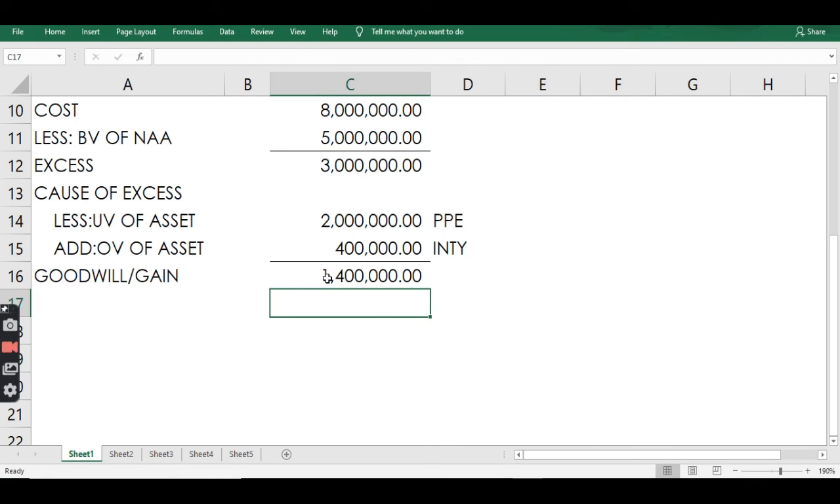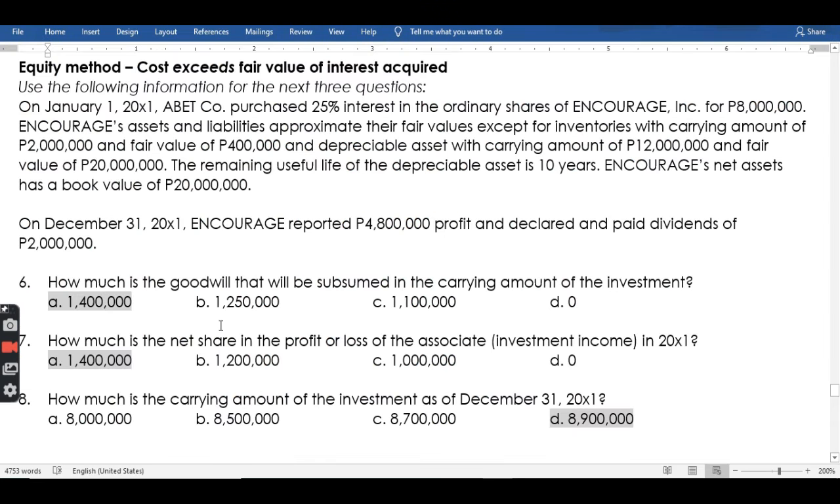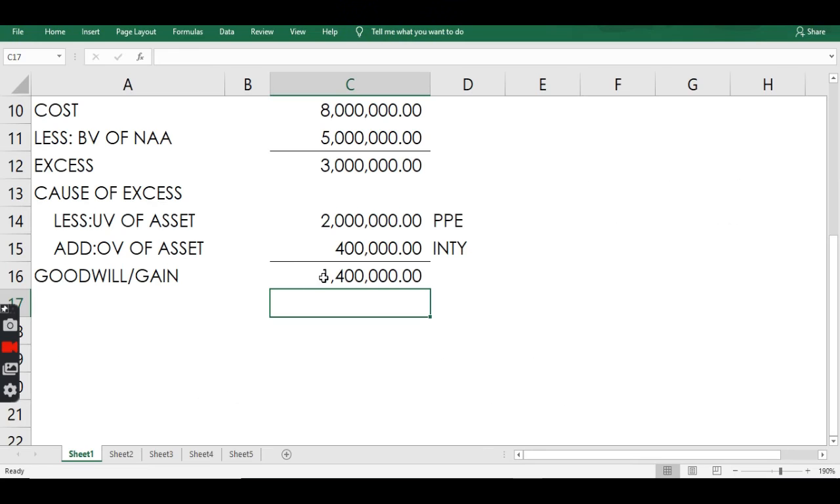Okay. So gain yan kapag nag-negative to. Okay, pero goodwill yan na 1,400,000. So anyway, first question, how much is the goodwill that will be subsumed in the carrying amount of the investment, or magkano yung naka-embed or yung nakalagay dun sa total amount na attributable to goodwill? That's going to be letter A, 1,400,000 na goodwill.